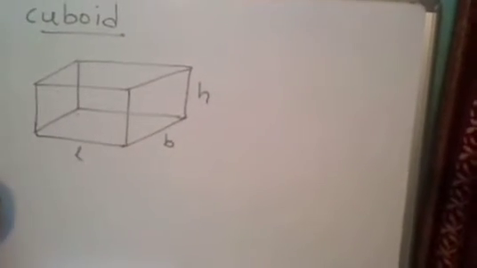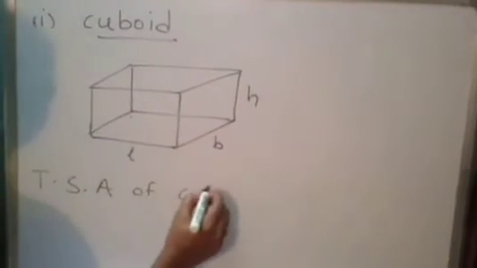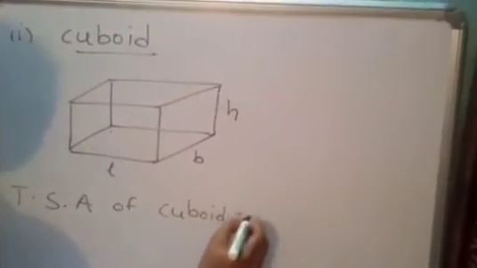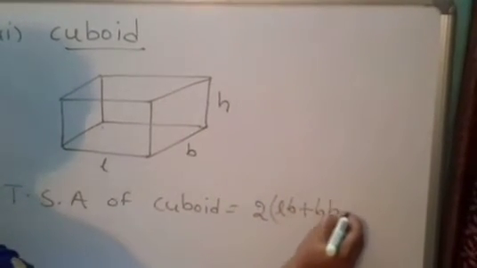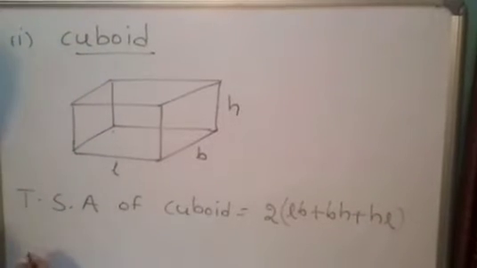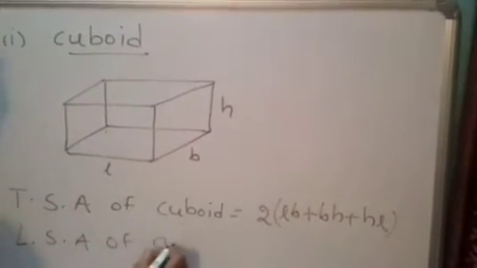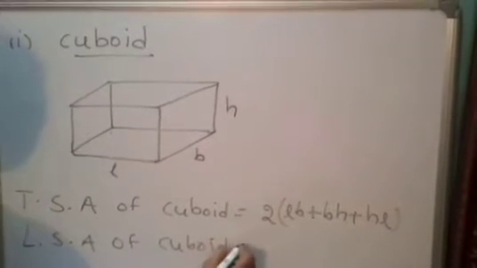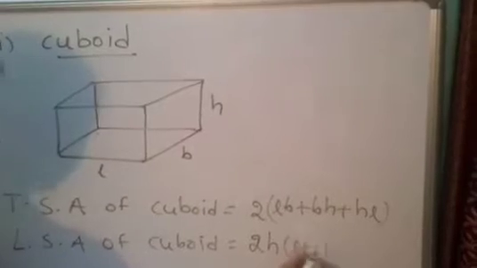This is length, this is breadth, and this is height. Total surface area of cuboid equals 2 into (LB + BH + HL). Lateral surface area of cuboid equals 2H into (L + B).